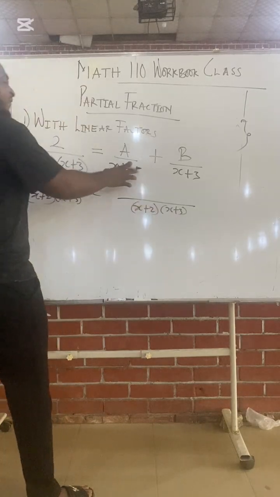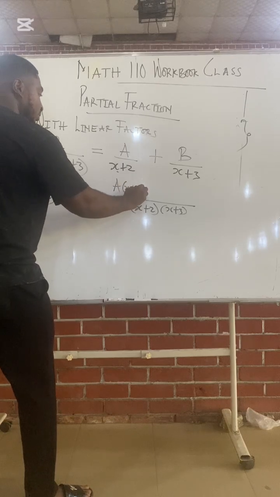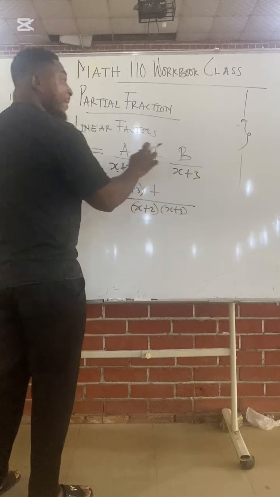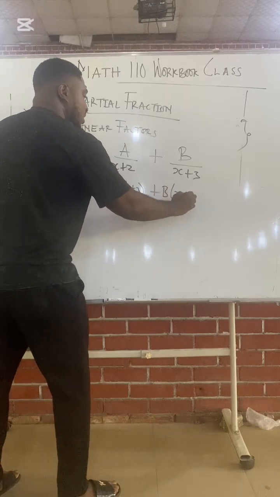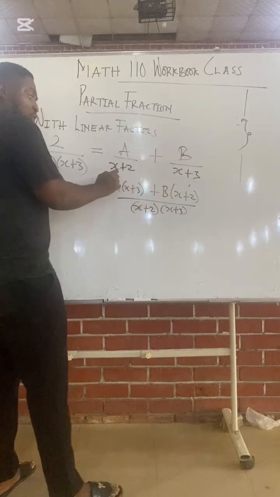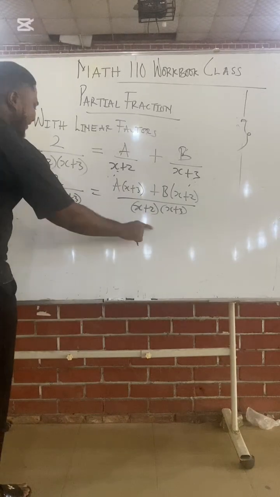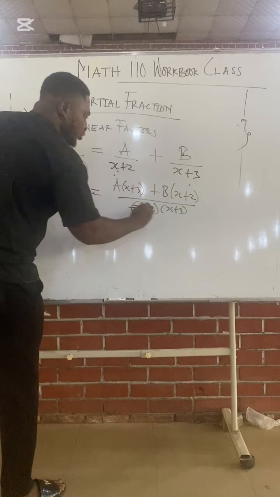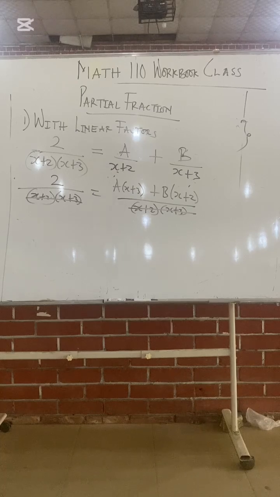(x+2)(x+3) divided by x+2 is x+3, right? Times A, into bracket x+3. (x+2)(x+3) divided by x+3 is x+2, times B, into bracket x+2. The simple rule is just A times (x+3), B times (x+2). Just cross this to this, cross this to this. At this point, class, our left hand side and right hand side have the same denominator, (x+2)(x+3). They cancel each other. What's left?